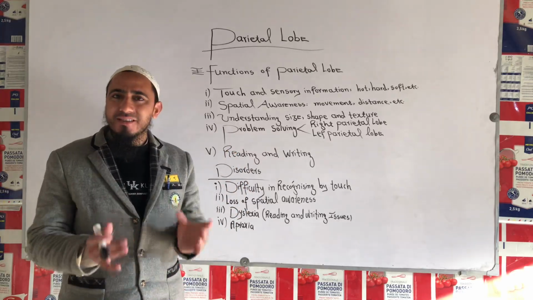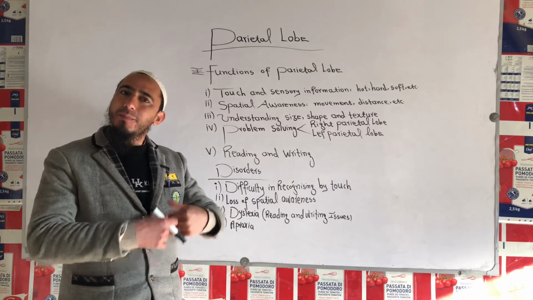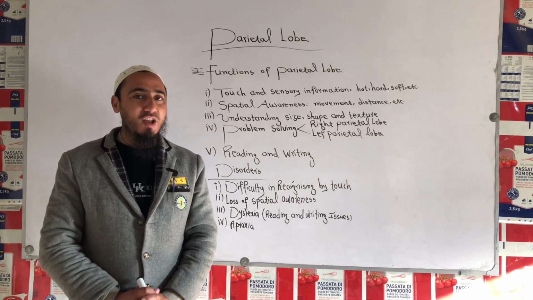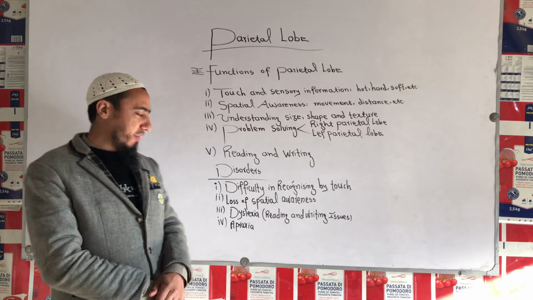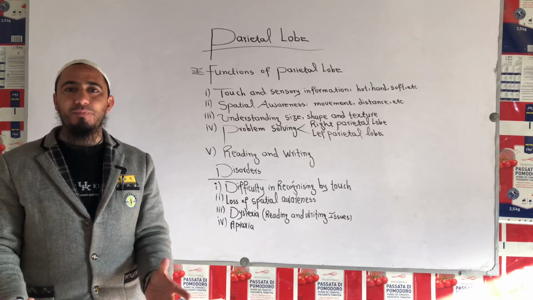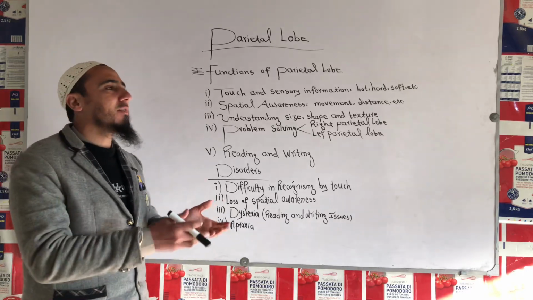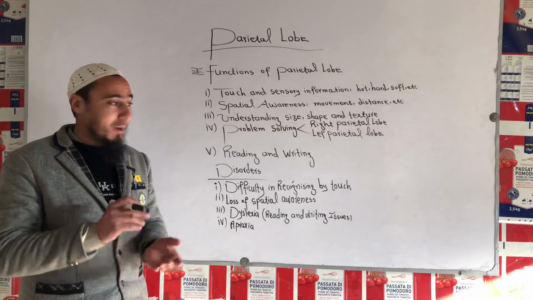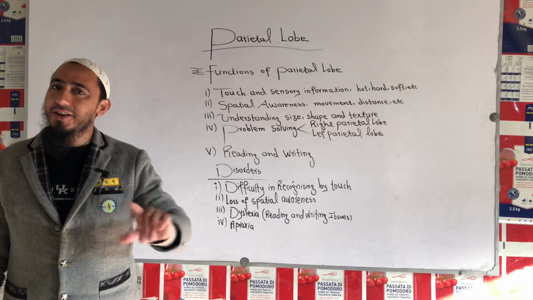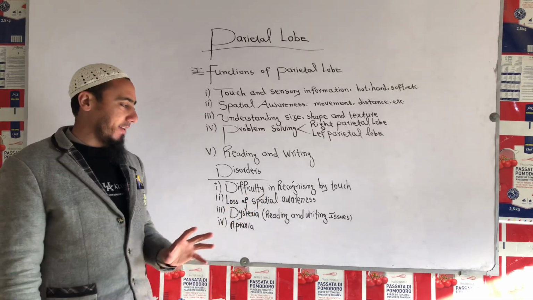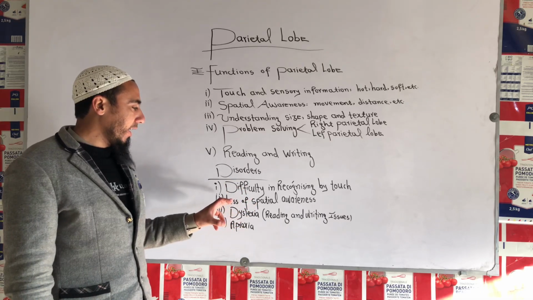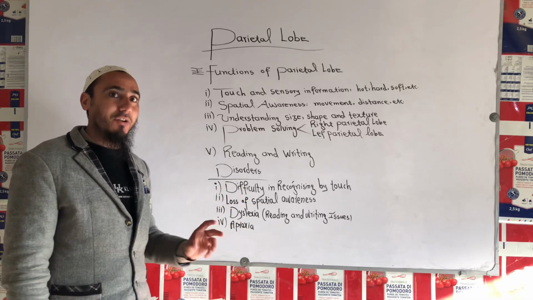What are the disorders? If this area of the brain is damaged, what disorders or issues can be faced by a human? Come to the first one, difficulty in recognizing by touch. As I told you, normally we recognize a thing when we watch it, but this part of the brain helps you to recognize it without watching it, only by touch. So the person will lose this kind of capacity if this part of the brain is damaged or injured.